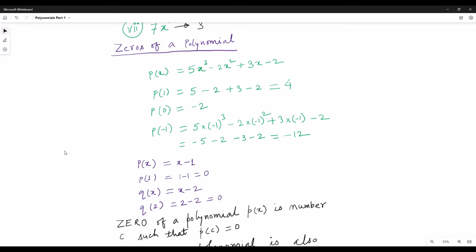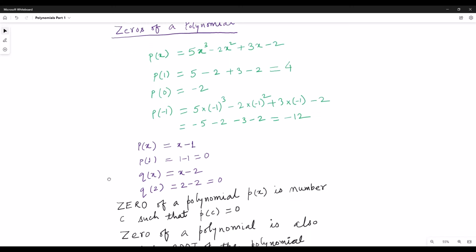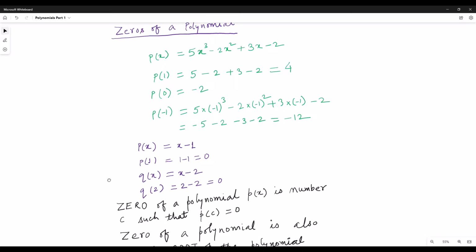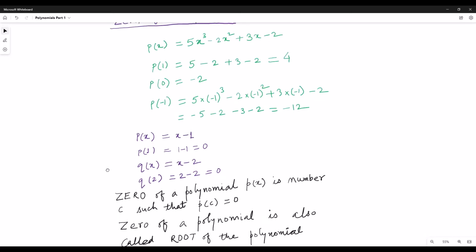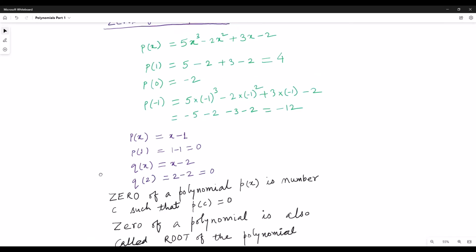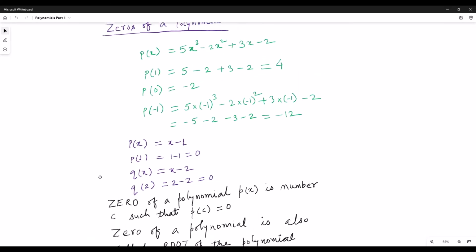So for x equal to 1, p(1) is equal to 5 into 1 cube minus 2 into 1 square plus 3 into 1 minus 2, so that is 4. P(0), when you put x equal to 0, is minus 2, and p(minus 1) is minus 12. So in this expression we see we have not found the zero of this polynomial, right? We need to try other numbers, some more iterations, and we may find the zeros of this polynomial.